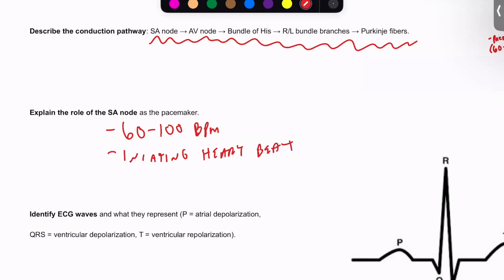And then, like I said, if your SA node fails, your AV node has to take over, and it'll be slower. It'll be about 40 to 60, but at least it will be taking over. And again, this is found in the right atrium.